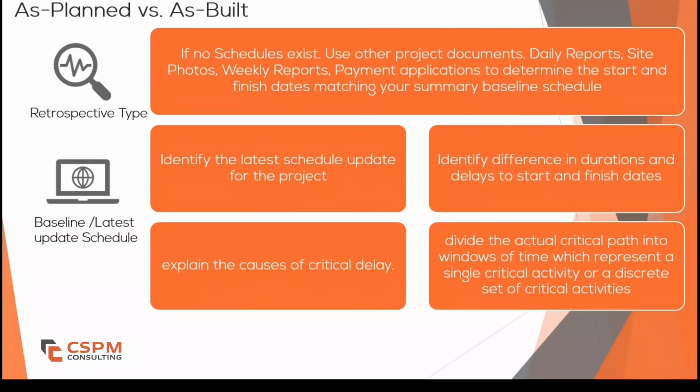To apply this method effectively, we follow a structured process. First, identify the latest schedule update. It's crucial to have the most recent schedule update showing actual progress and completion dates. Second, assess project records. If schedule updates are missing or unreliable, we use supporting records like daily reports, site photos, weekly reports, and payment applications to reconstruct actual timelines.